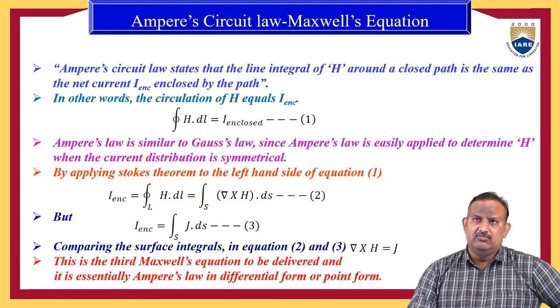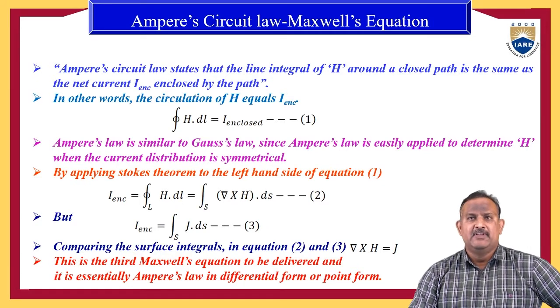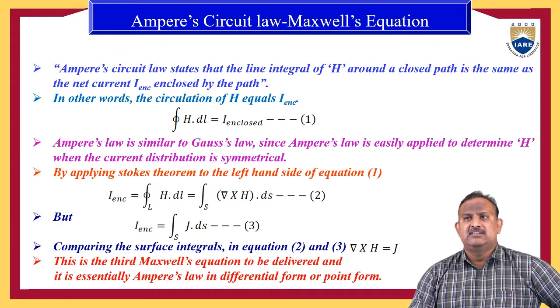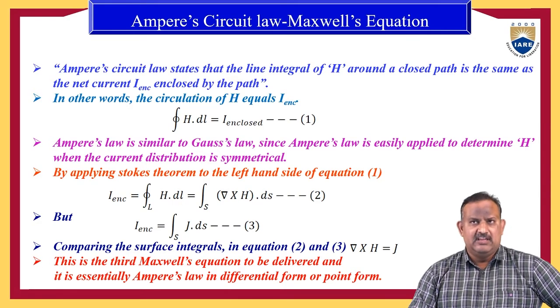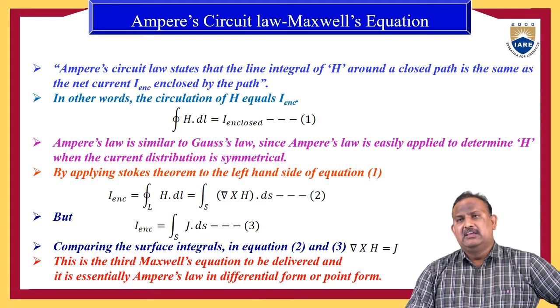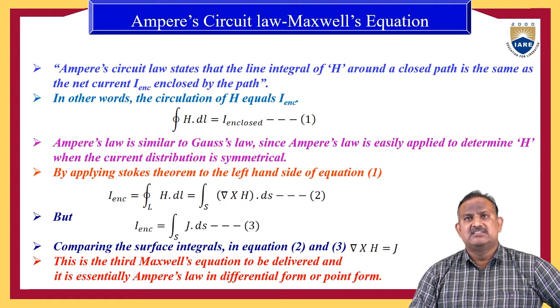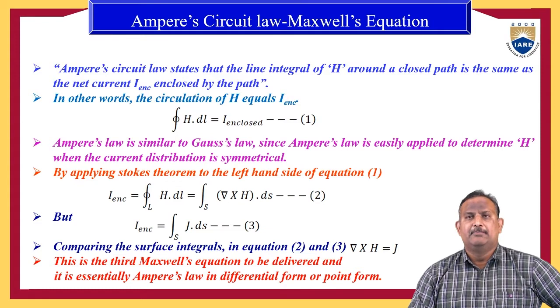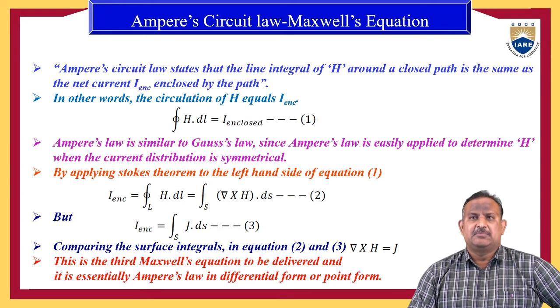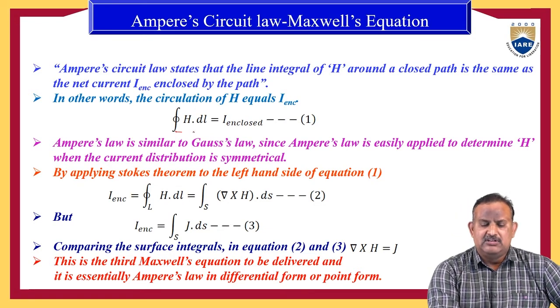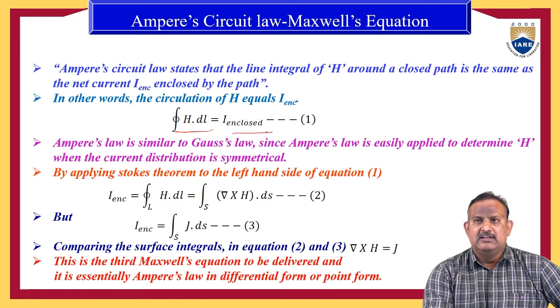First of all, we'll discuss what Ampere's Circuit Law is. Ampere's Circuit Law states that the line integral of magnetic field intensity H around a closed path is the same as the net current enclosed by the closed path. I repeat once again, Ampere's Circuit Law states that the line integral of magnetic field intensity H around a closed path is the same as the net current I enclosed by the path. In other words, we can express it as the closed integral of H·dl equal to the current enclosed in the closed path.